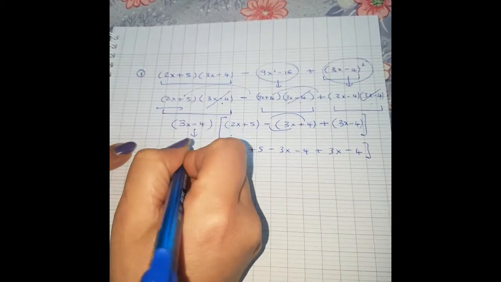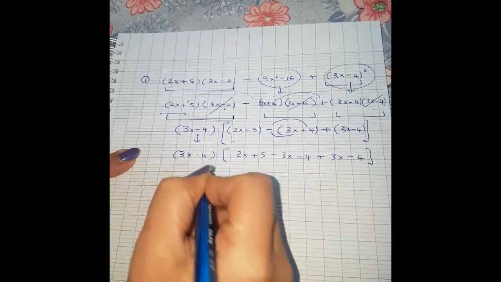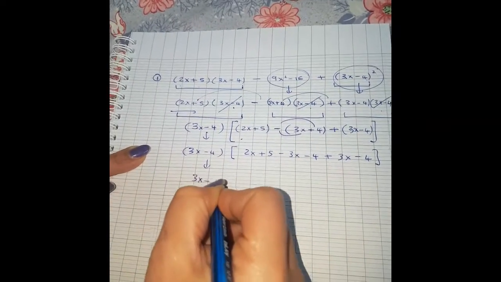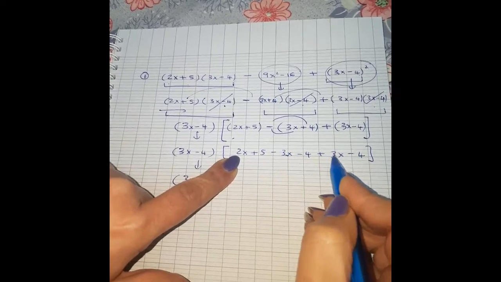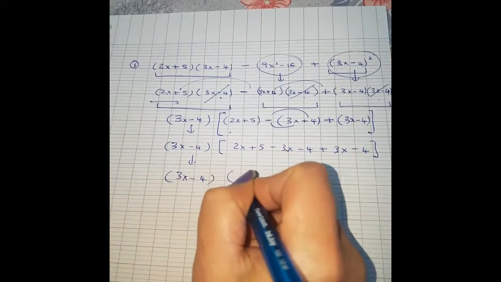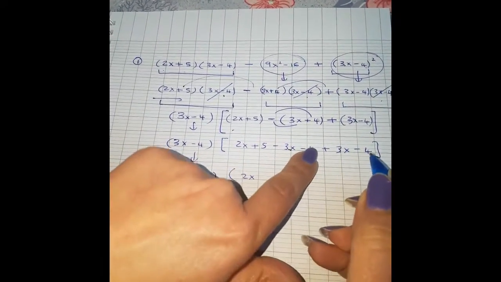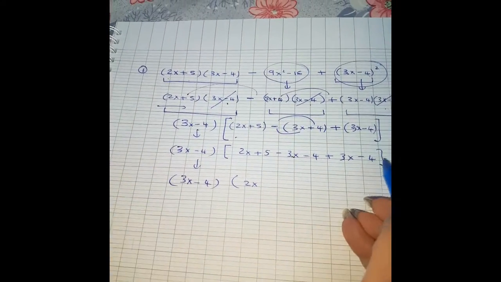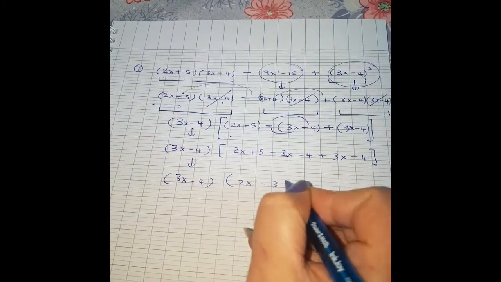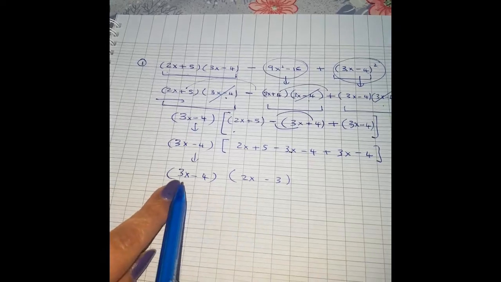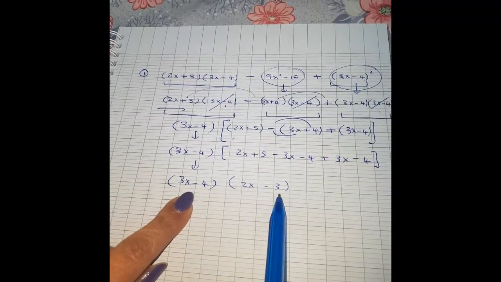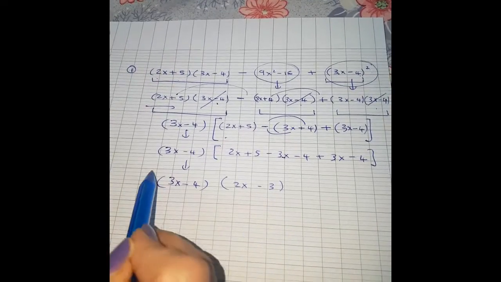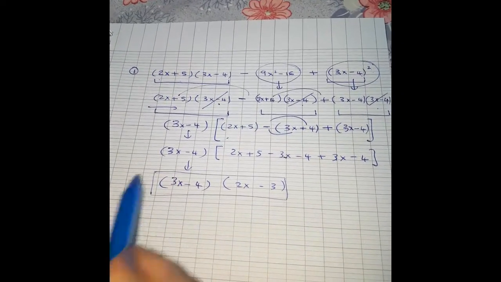Don't forget to bring down your first parenthesis till the end. And now 2x minus 3x is a minus x, plus 3x is a 2x. 5 minus 4 is a 1, minus 4 is a minus 3. I keep on looking. Is there any GCF here? None. Is there a GCF here? None. So this is my answer. My factorized answer is this.